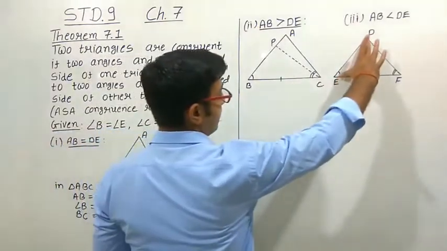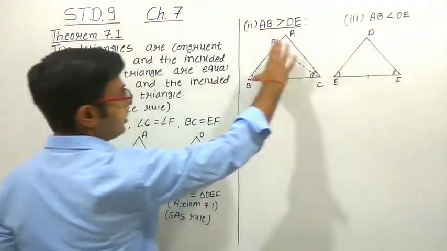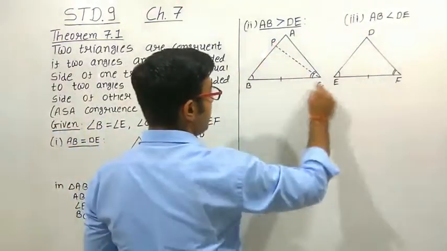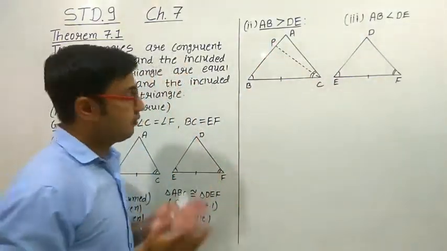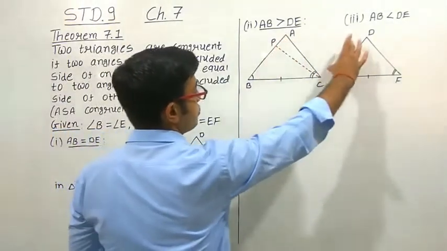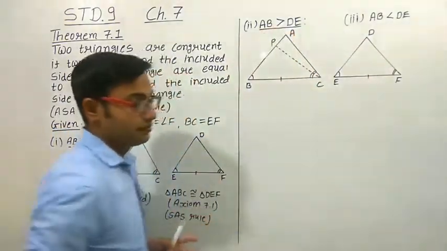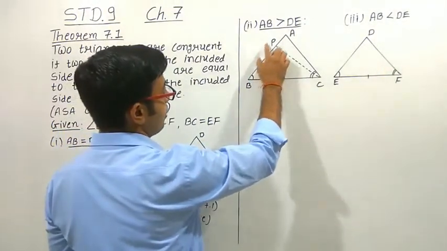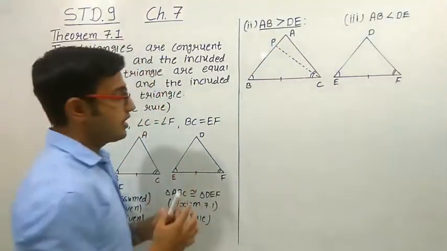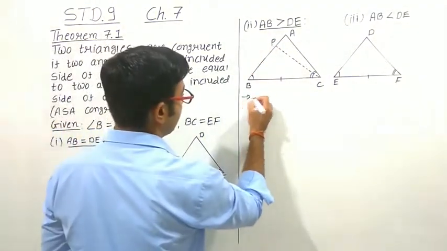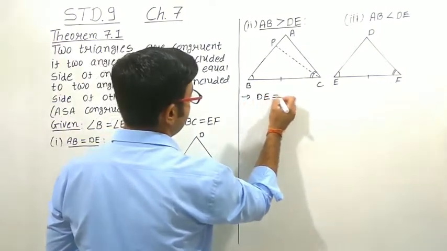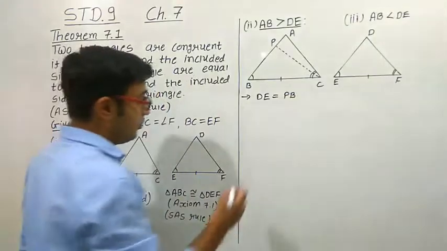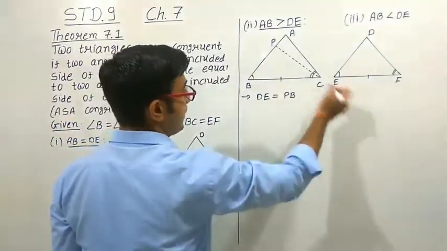So let us take this much DE portion here, and suppose that is PB. DE and PB, suppose they are equal, because we cannot take AB equal to DE, because side AB is greater. So there is a point P. P is a point on side AB such that DE will become equal to PB, right? Okay. Now consider these two triangles PBC and DEF.